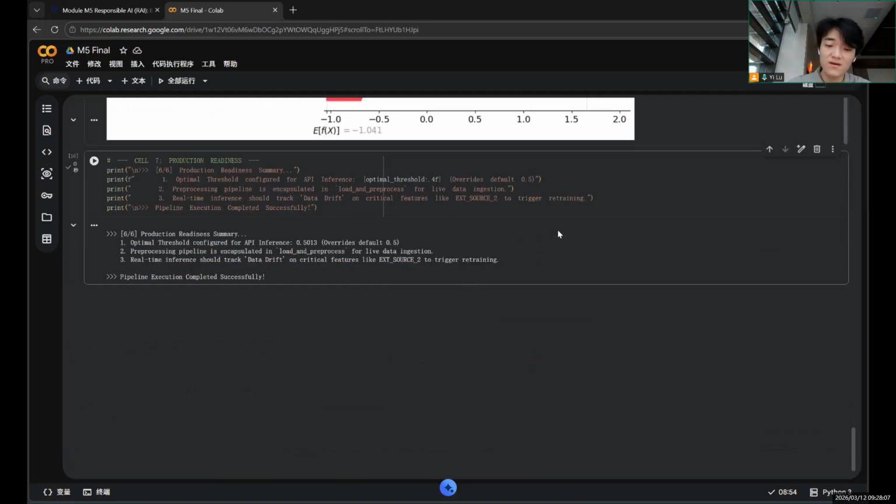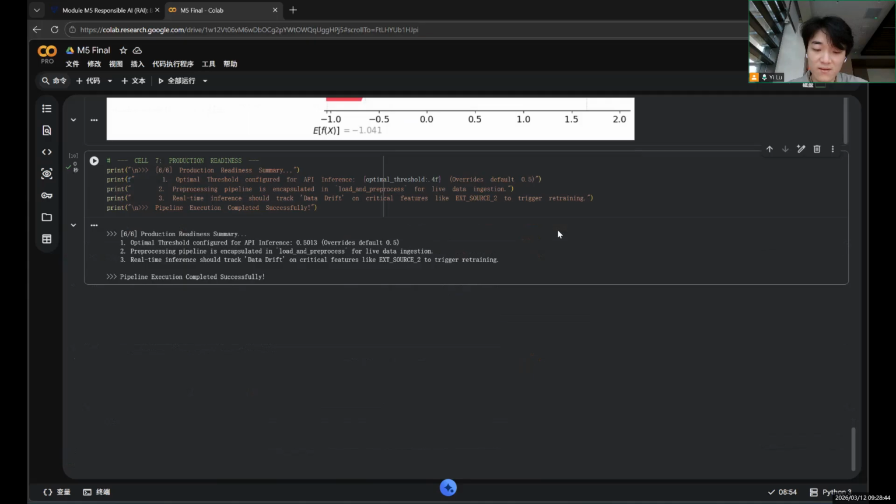Finally, the model is only useful if it can be safely deployed. In the final section of my notebook, I outline the production readiness considerations. I discarded the default 0.5 decision threshold, which is arbitrary and rarely optimal for imbalanced data. Instead, the pipeline dynamically calculates the exact threshold, in this case around 0.5013, that maximizes the F1 score, perfectly balancing precision and recall for business needs.